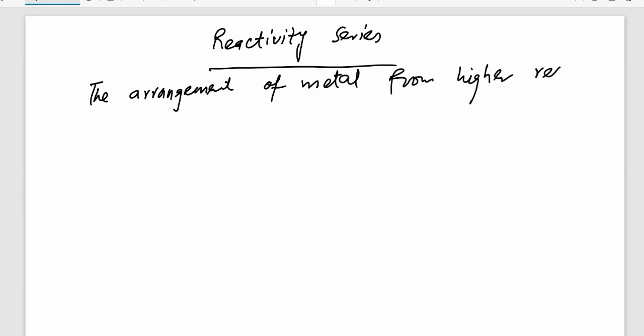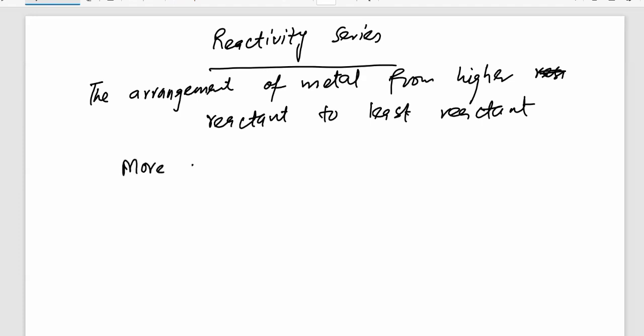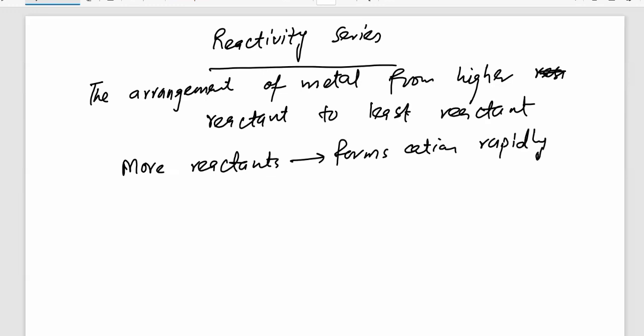Higher reactant to least reactant. You can say most reactant to the least reactant. How would we know which one is the more reactant? More reactant forms cation very rapidly. Cation means they lose electrons easily and become plus charged.